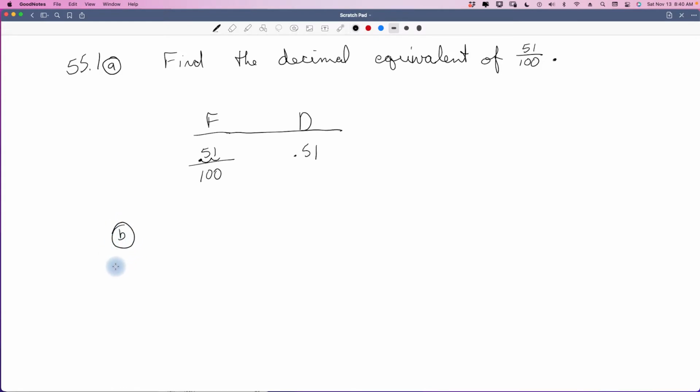All right, 55.1b is where we are now. And this says, find the percent of this. So, the percent. We know that if it's 51 over 100, that it's just 51 out of 100. That's all that means. So 51%. Easy peasy. We have done this before. And y'all are good at it, I'm quite sure.